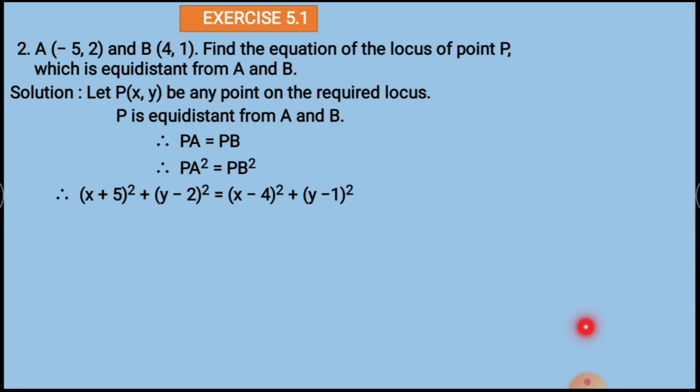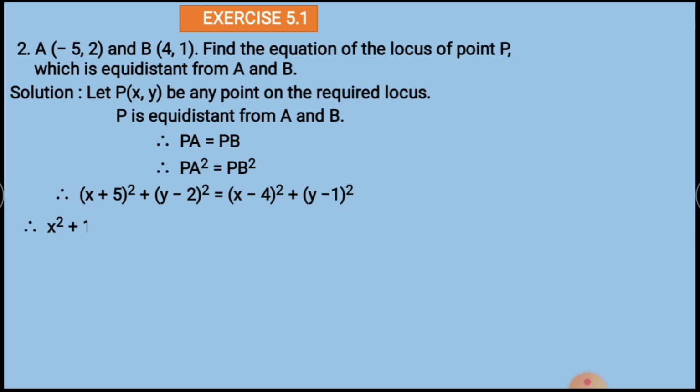In the left hand side we write x minus 5, so minus minus gets plus 5, so write (x plus 5) bracket square, then y minus 2, so we write here (y minus 2) bracket square. That means here we apply (x2 minus x1) bracket square plus (y2 minus y1) bracket square, that is the distance formula. Similarly for the right hand side, for PB we write x minus 4, then y minus 1, so right here (x minus 4) bracket square plus (y minus 1) bracket square.